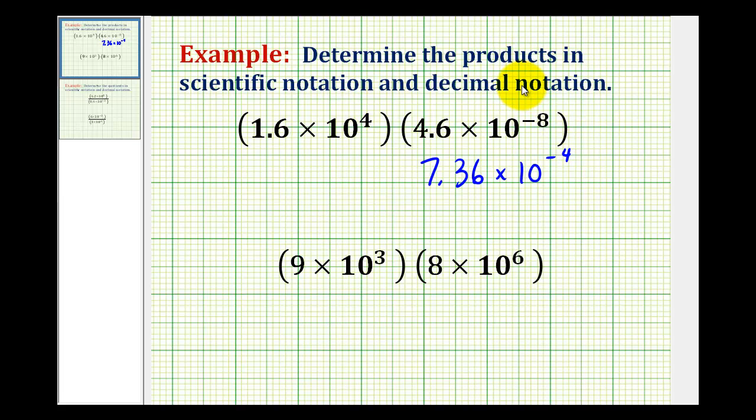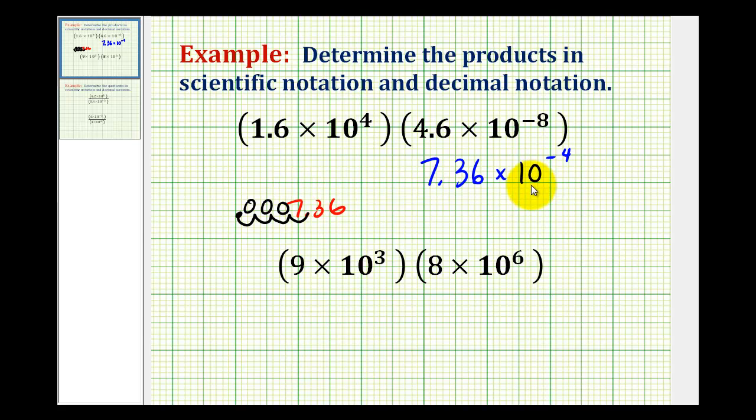And they also want us to write this number in decimal notation. And by now we know that if we multiply a number by 10 to a negative power, it's going to get smaller. So this tells us that we'll move the decimal point 4 places to the left, making this number smaller. So if we start with 7.36, we move the decimal place to the left 4 places. We have 1, 2, 3, 4. We'd have to add 1, 2, 3 zeros.